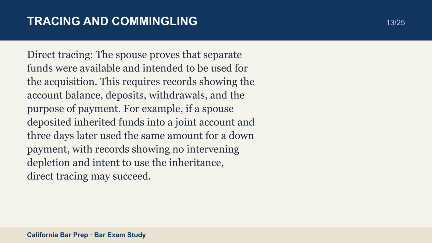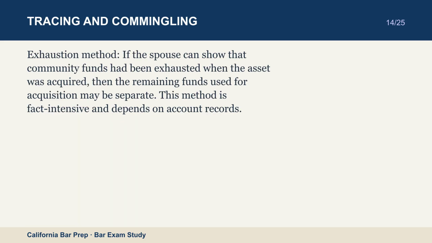For example, if a spouse deposited inherited funds into a joint account and 3 days later used the same amount for a down payment, with records showing no intervening depletion and intent to use the inheritance, direct tracing may succeed. Exhaustion method. If the spouse can show that community funds had been exhausted when the asset was acquired, then the remaining funds used for acquisition may be separate. This method is fact-intensive and depends on account records.